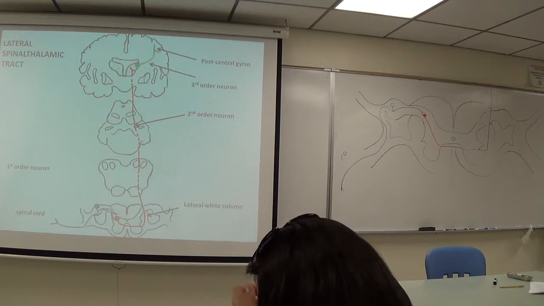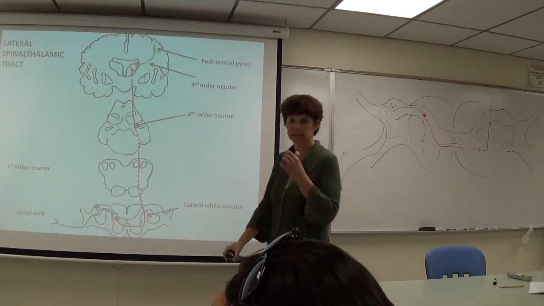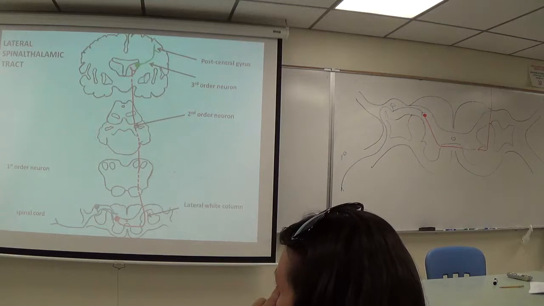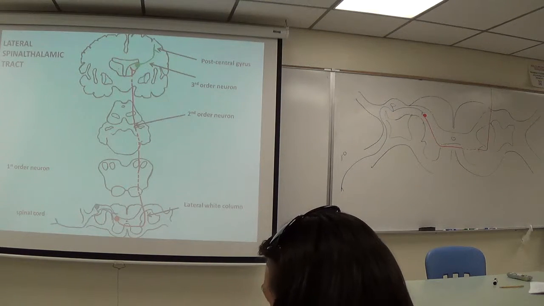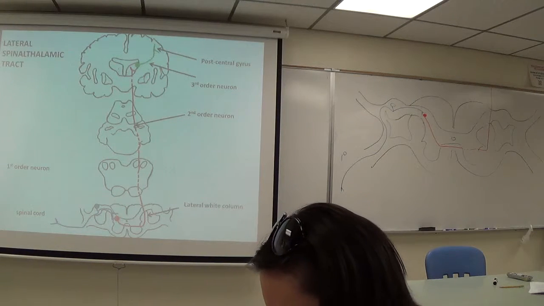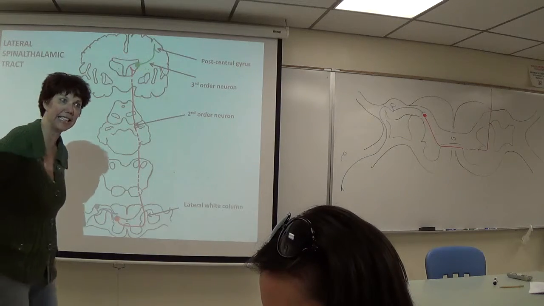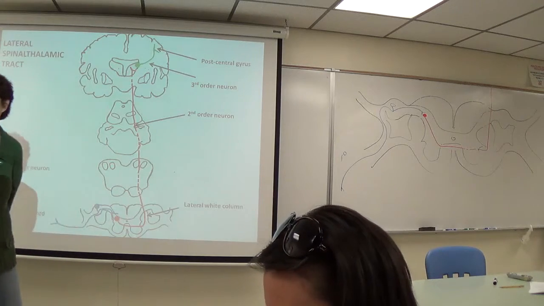Okay, so our last pathway, our last sensory, we have 3 sensory, okay? Our last sensory only has 2 neurons. Only has a first order and a second order. So what structure do you think we're missing? The thalamus. Excellent. That's what makes up our third order neurons.